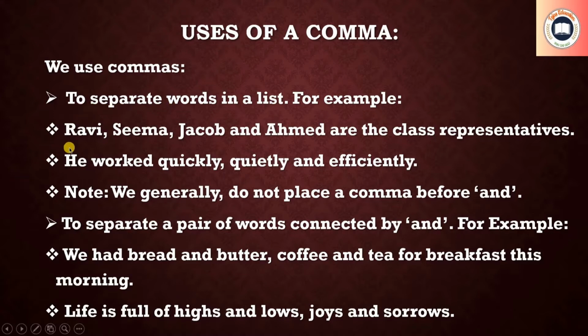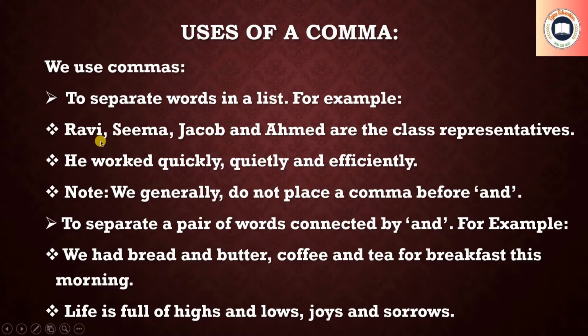For example, Ravi, Seema, Jacob and Ahmed are class representatives. Okay, so here I have used a comma after each person to separate the words in this list. So Ravi, Seema, Jacob and Ahmed. So these four people are the words in this list and I have placed a comma after each person so that I can denote a short pause and I am separating the words.